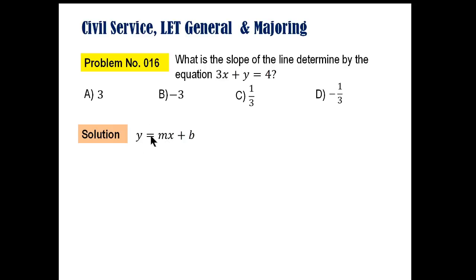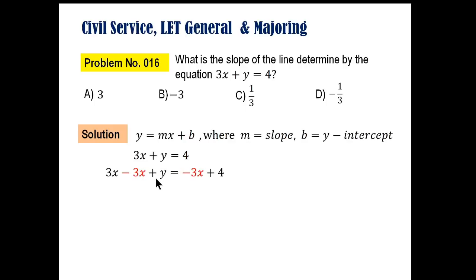So y is equal to mx plus b, where m is the slope and b is the y-intercept. So we are interested to find the slope of this line. 3x plus y is equal to 4. So we're going to solve for y.